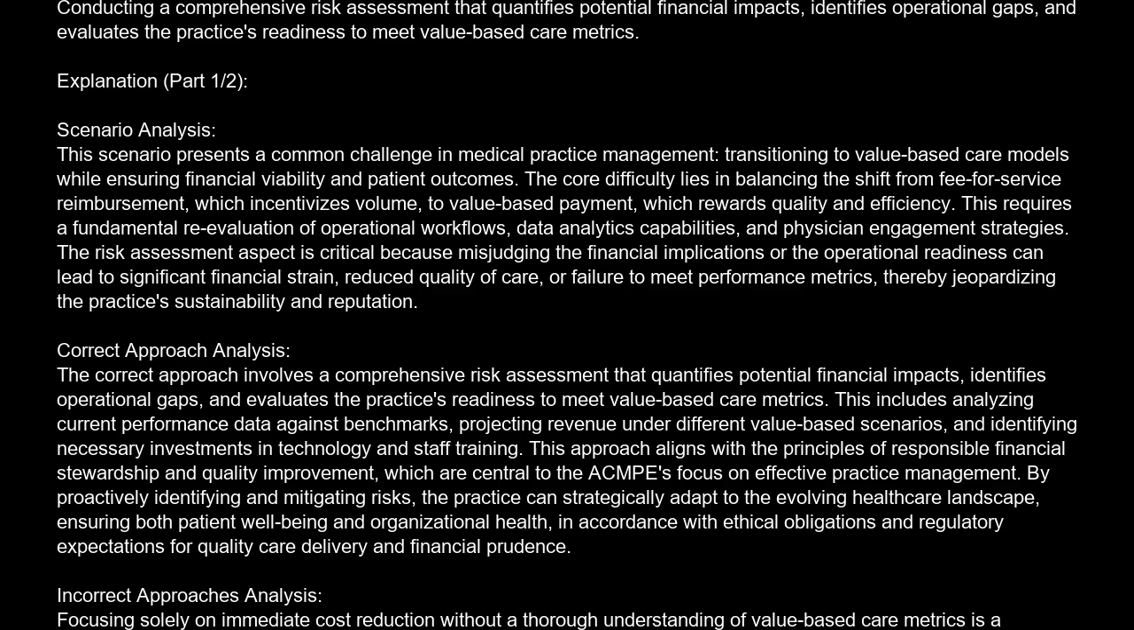By proactively identifying and mitigating risks, the practice can strategically adapt to the evolving healthcare landscape, ensuring both patient well-being and organizational health, in accordance with ethical obligations and regulatory expectations for quality care delivery and financial prudence.